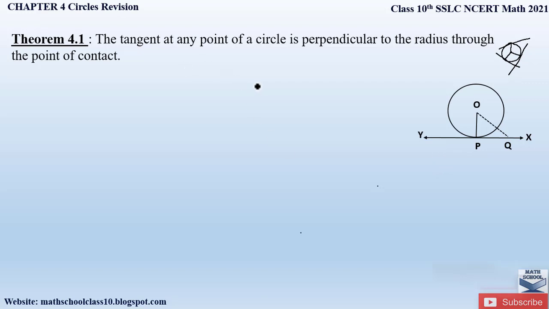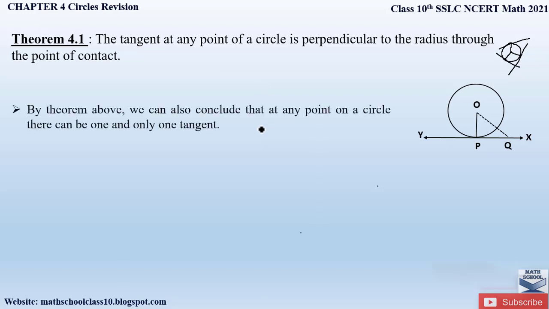So from this theorem we can also conclude some points. Let us see what are those points which are also important. By the theorem above, we can conclude that at any point on a circle, there can be only one and only one tangent. At any given point, if you take a point here or here or here, wherever you take a point, there can be only one tangent that can be drawn to this circle. Only one tangent is possible at any given point on a circle. There cannot be two tangents drawn at a given point P on a circle.